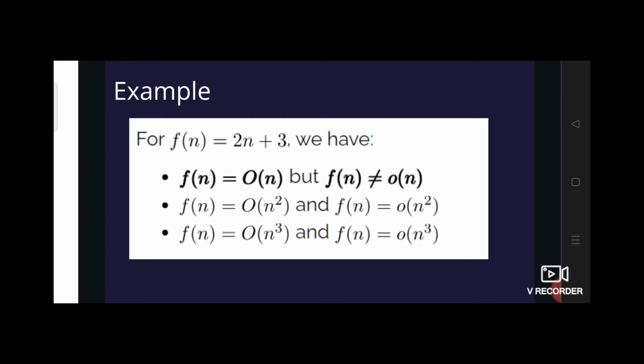But f of n is equal to big O of n square, because n square grows very rapidly, and similarly for small o of n square also it grows very rapidly, so the limit tends to 0 as n tends to infinity. Similarly, n cube's growth is also very high compared to 2n plus 3. And since O of n cube is a rapidly increasing function over 2n plus 3, it gives upper bounds.